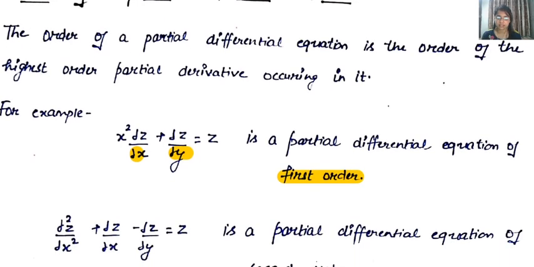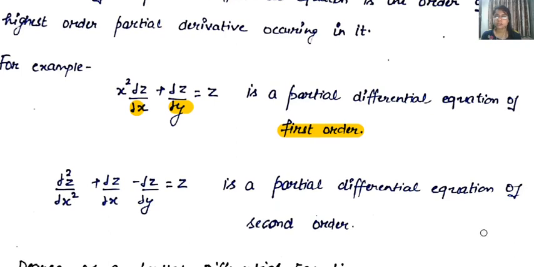Consider another example. This is also a partial differential equation as it has two independent variables x and y. Now this is a second order partial derivative with respect to x. This is first order partial derivative. This is also first order partial derivative. So the maximum order derivative, or we can say highest order derivative present in this equation is of degree 2.